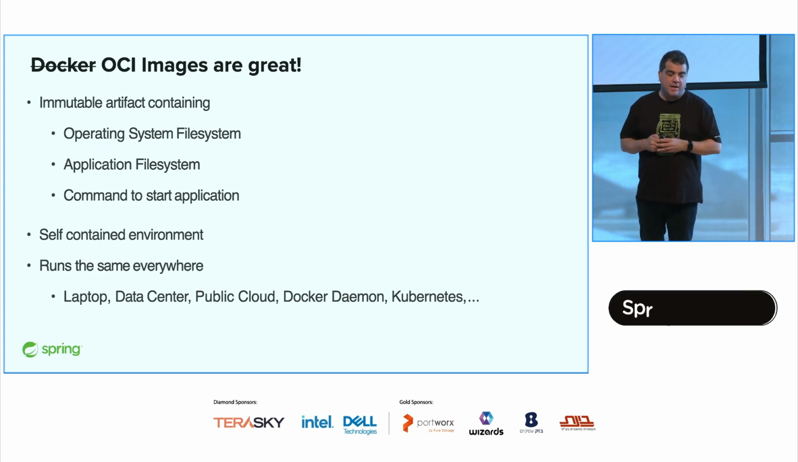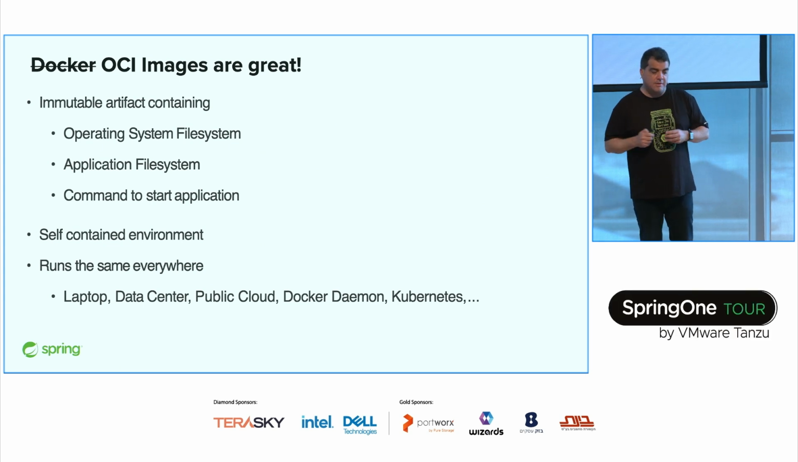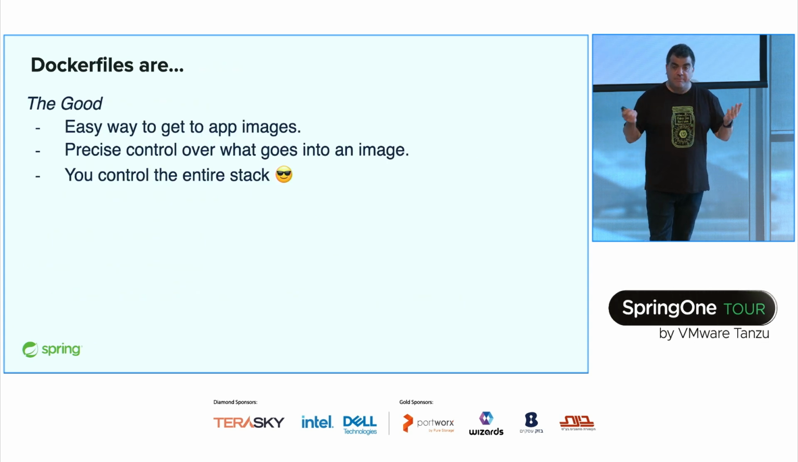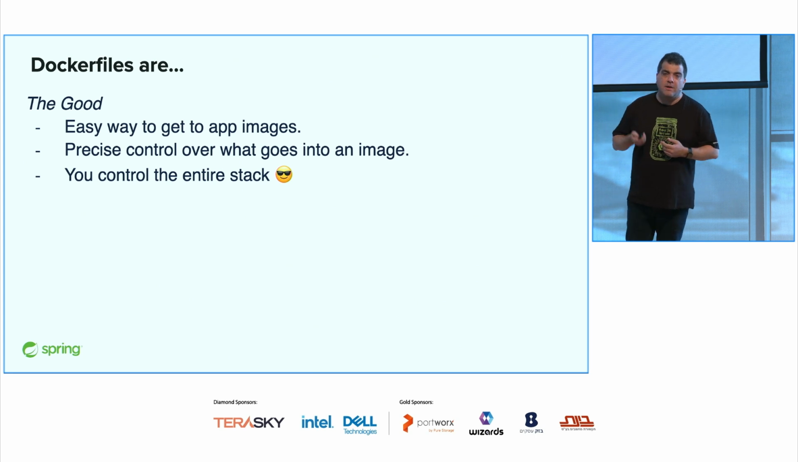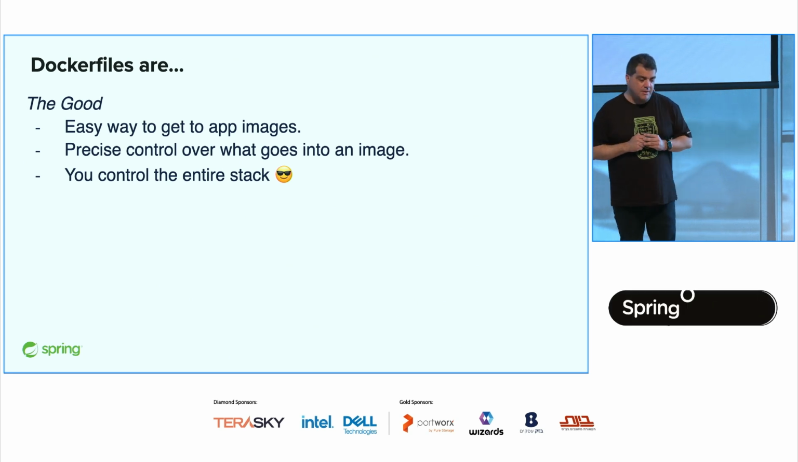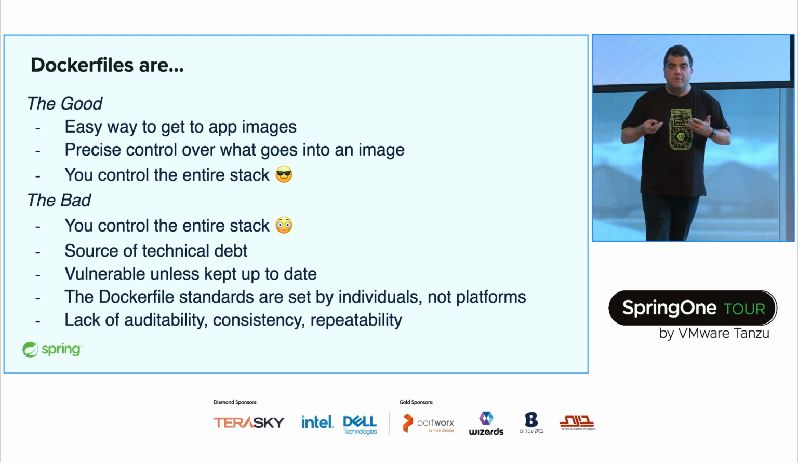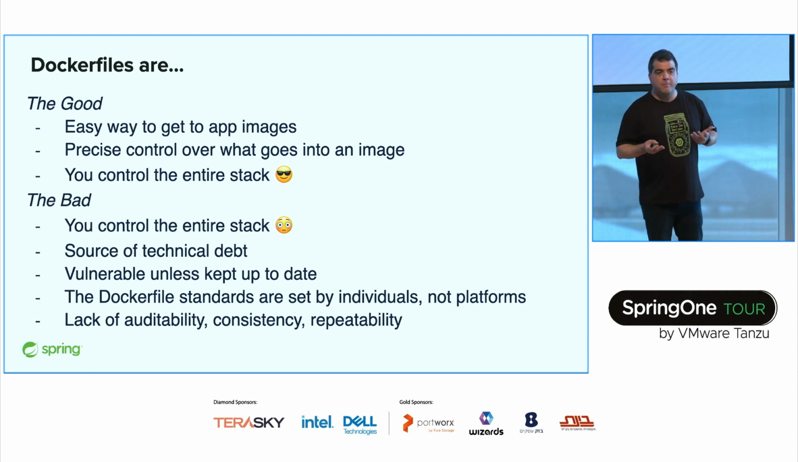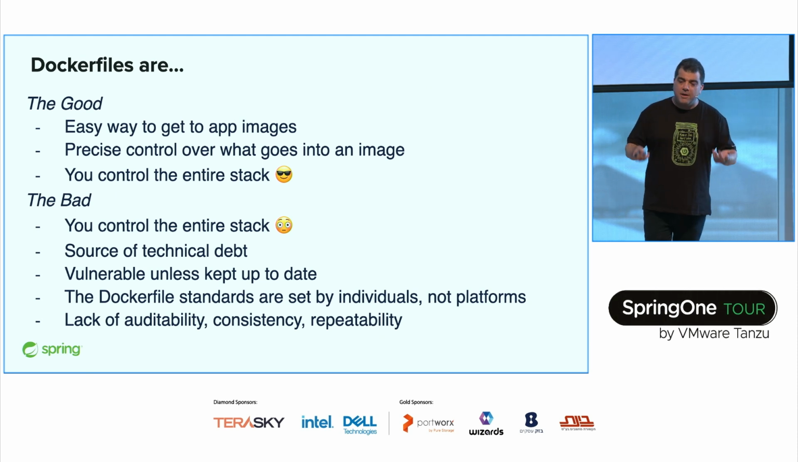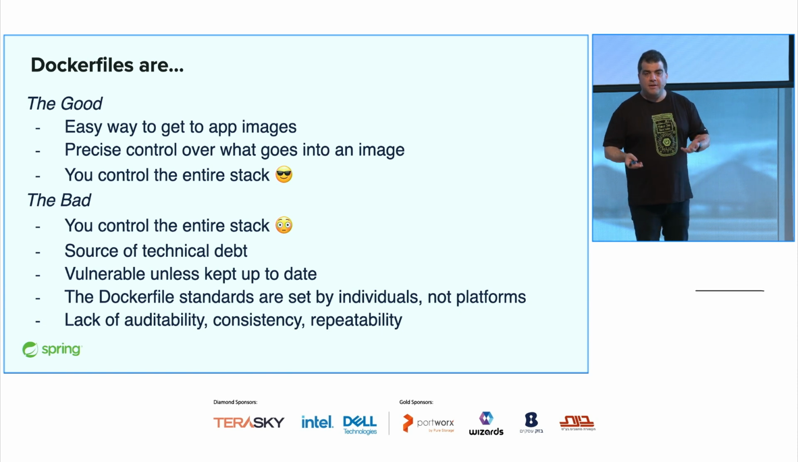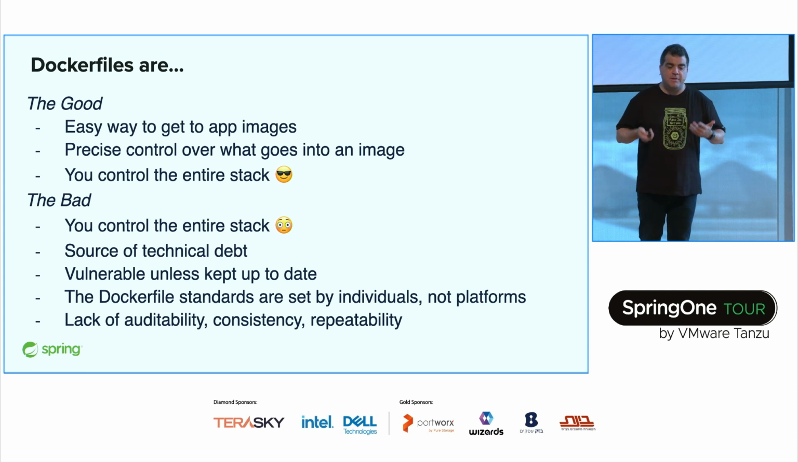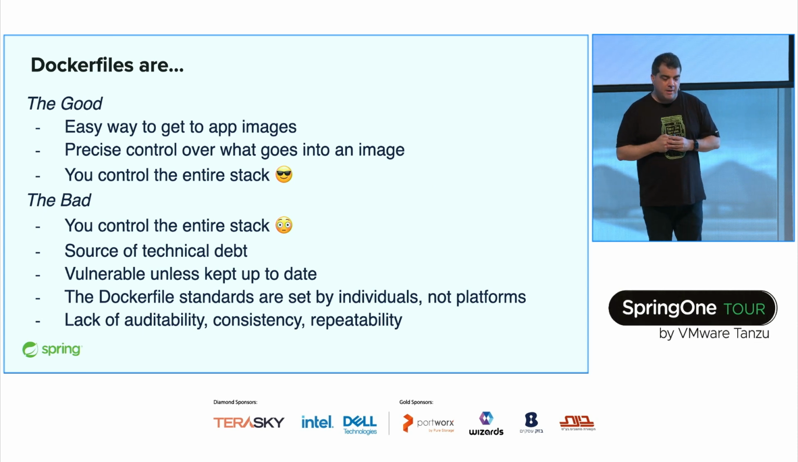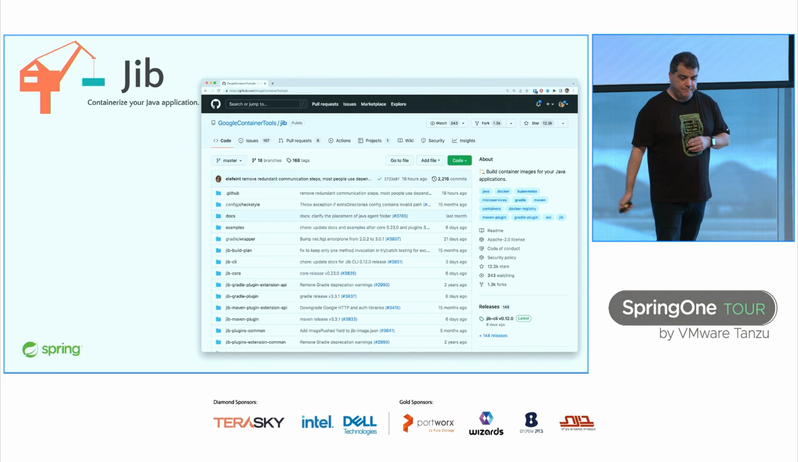They're immutable. They can run anywhere. But the Dockerfiles themselves have some obviously good things. It's very easy to get started, and you control the entire stack of the final image that you're creating. But it also means that you control the entire stack, right? So you're basically in charge of the CVE patching, you're in charge of the technical debt, and the standards are set by people and not platforms, so this can obviously become a very big technical debt for an organization.